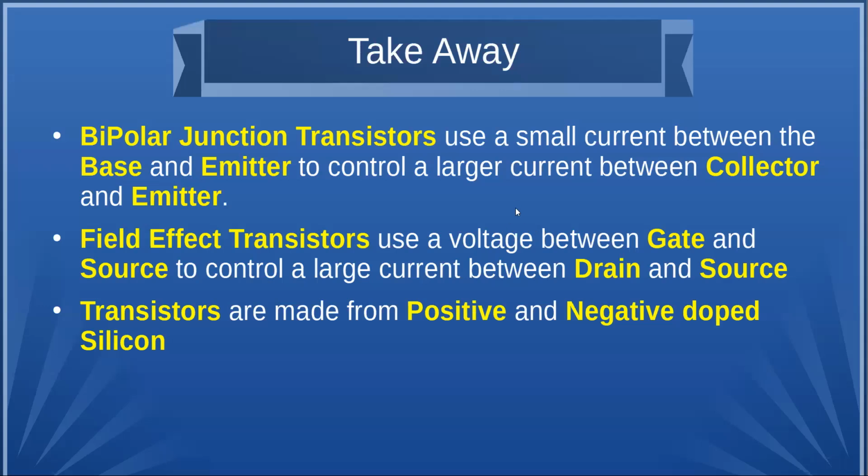Okay, so what did we learn? Bipolar junction transistors use current to control current between the collector and emitter. Field effect transistors use a voltage on the gate as opposed to a current on the base, and it controls the current between the drain and source, equivalent to collector and emitter. And the transistors are made, whether bipolar or field effect, by using N material and P material, or positive and negative doped material, to create them.